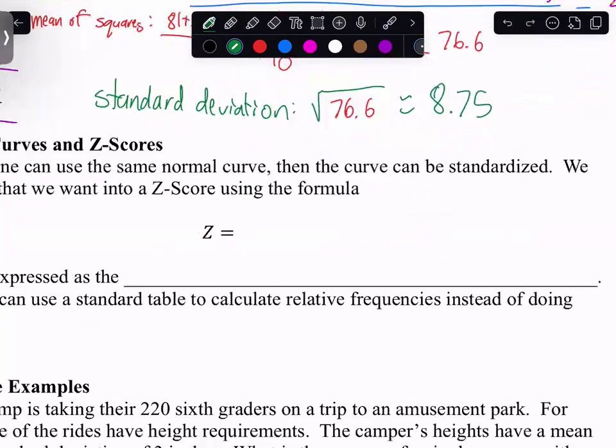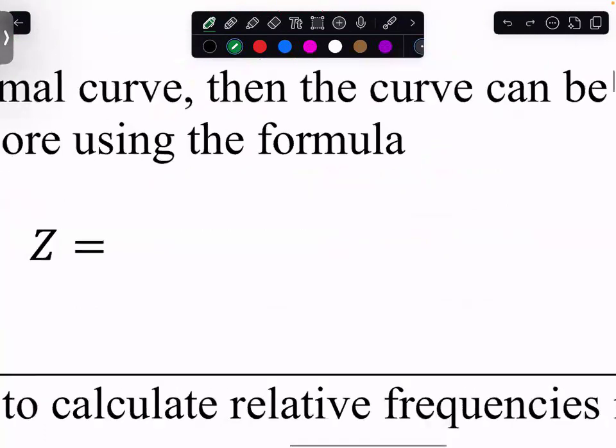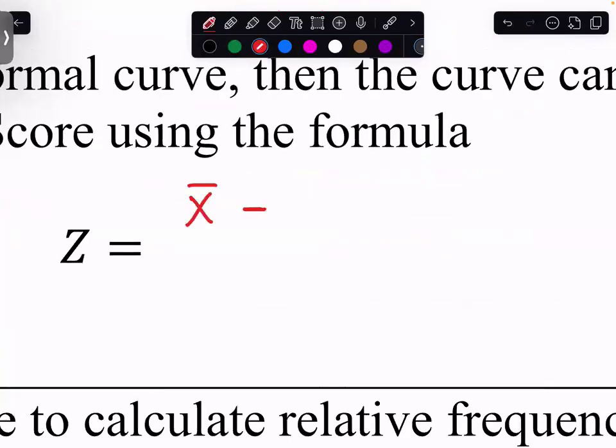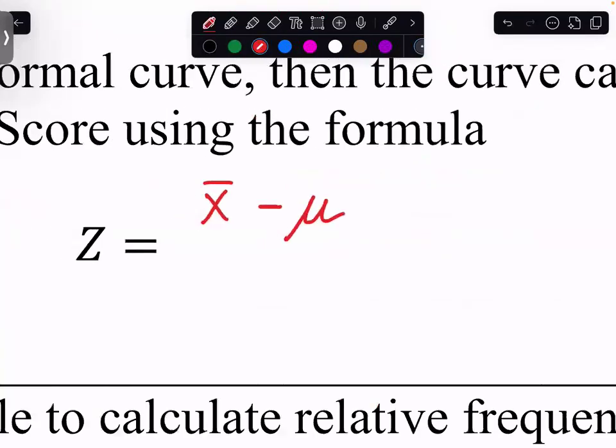Okay, so the z-score formula: you say this out loud as x bar. It's a capital X with a flat line over the top, minus the Greek letter mu, so it sort of looks like a cursive U, over sigma.